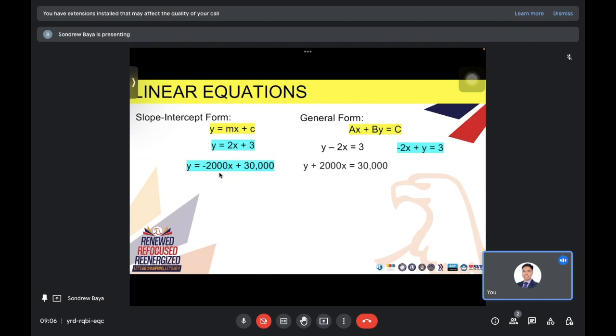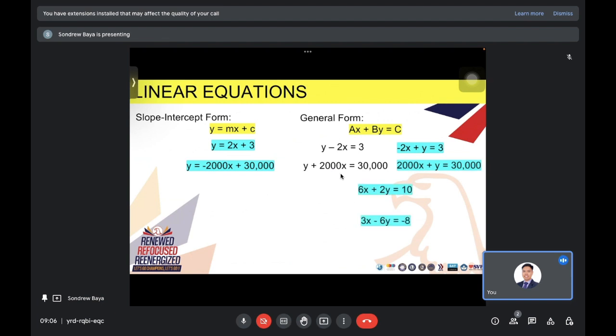So that's y plus 2,000x is equal to 30,000. Then just rearrange this so that x comes first. Thus we get 2,000x plus y is equal to 30,000. And that's how to write linear equations from slope-intercept to general form.